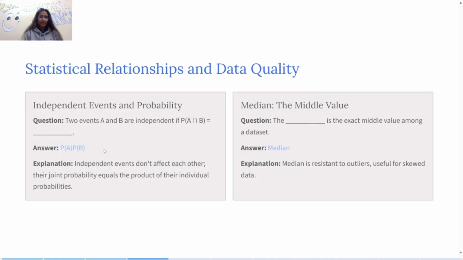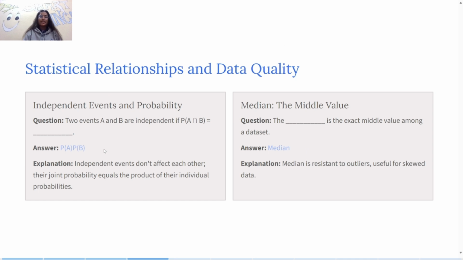Now next, two events A and B are independent if P of A intersect B is equal to what? For independent events, one event doesn't influence the other. So their joint probability becomes the product of their individual probabilities. So here the answer is P of A into P of B.